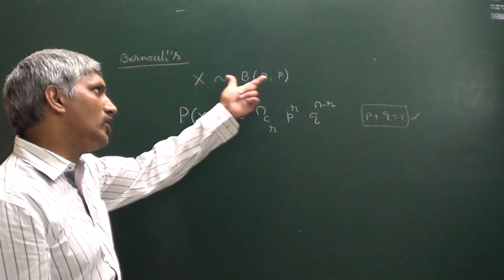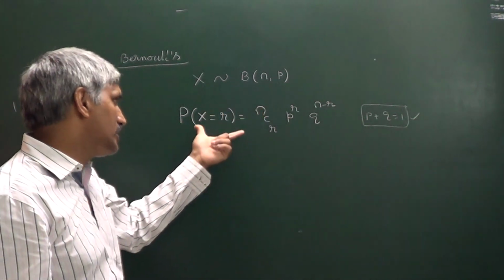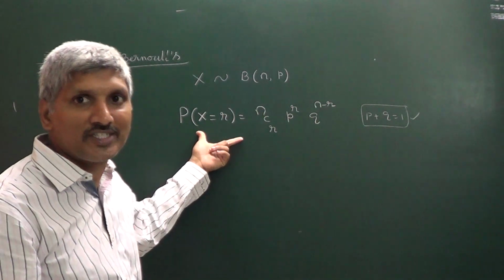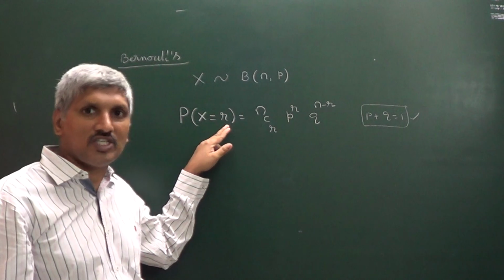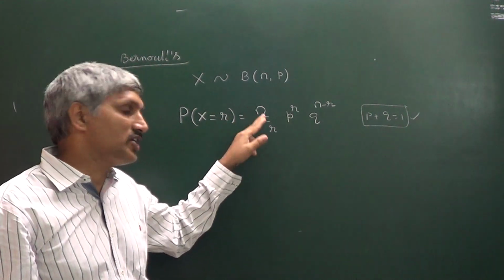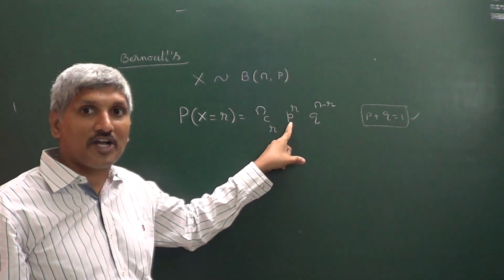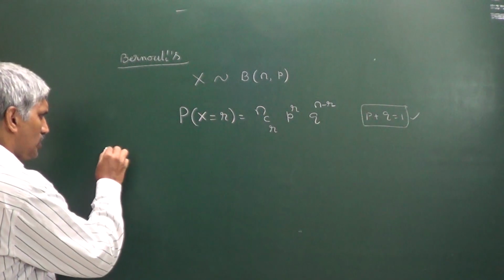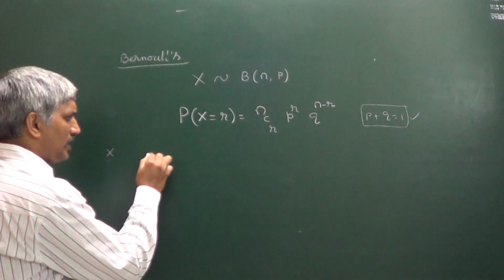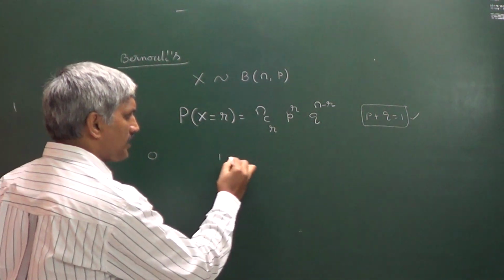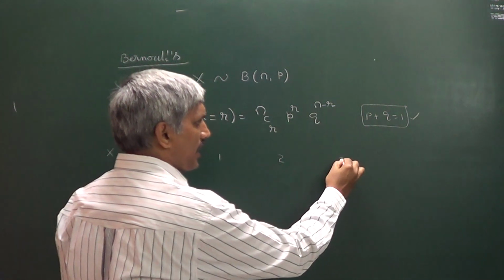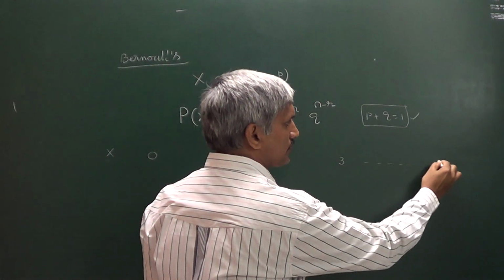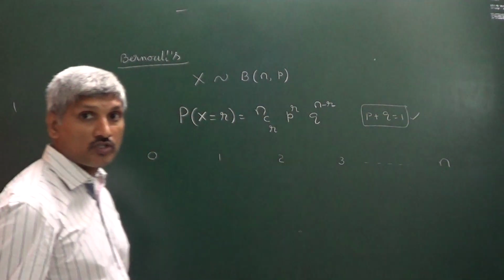If X is said to follow a binomial distribution, then its probability distribution function is given by P of X equals R is equal to NCR into success power R into failure power N minus R. Observe here X takes the values 0, 1, 2, 3 and so on up to N. Those are the values of X.